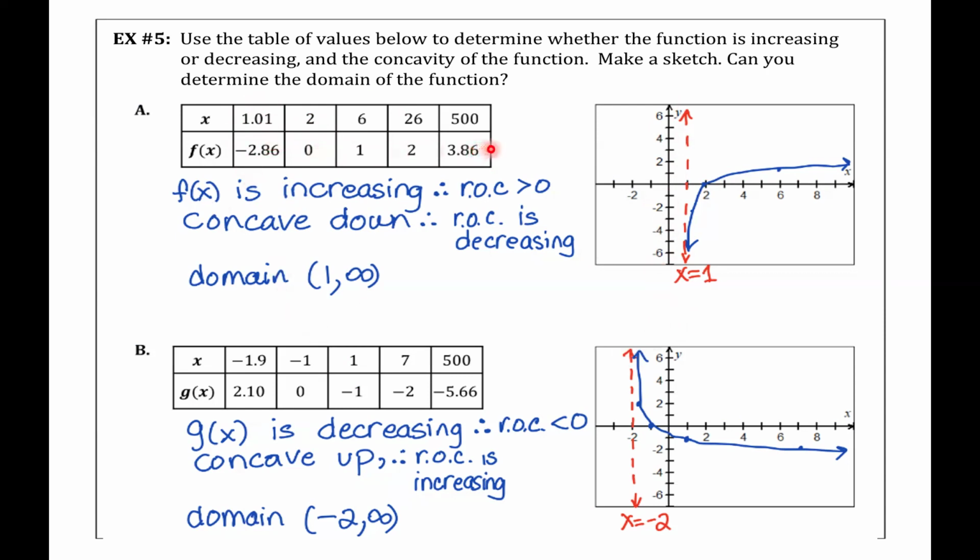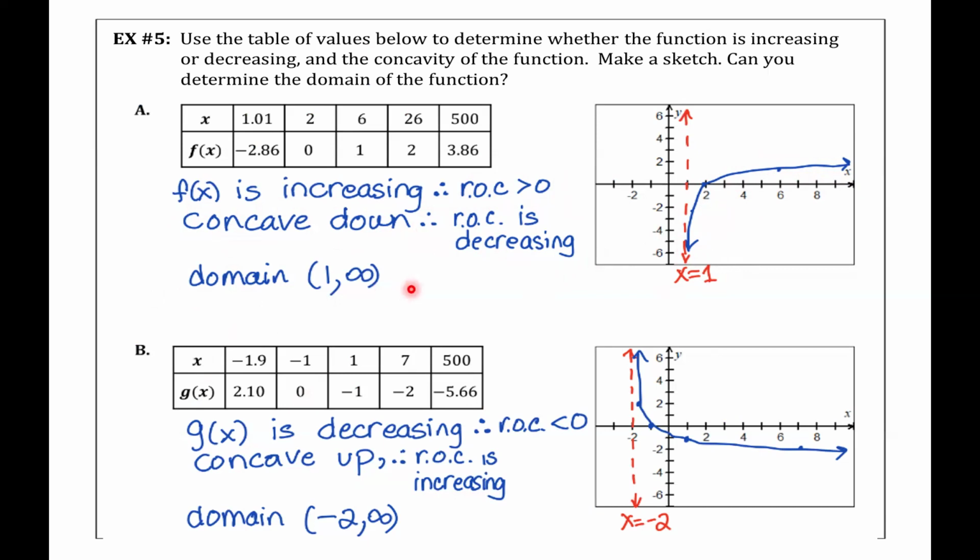As I head towards the right-hand side of my function, it's gradually increasing, not rapidly. So it's going to go this way. And now I'm going to describe the behavior that's taking place. F of x is increasing. Therefore, the rate of change is positive, greater than 0. It is concave down. So my rate of change is positive, but it's decreasing, okay? It's changing, but not as quickly.